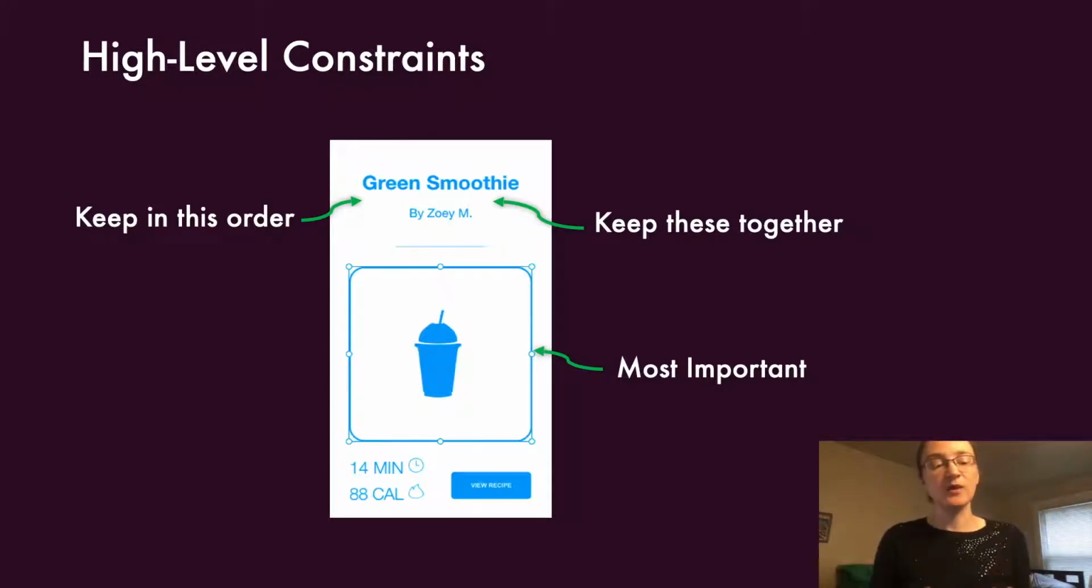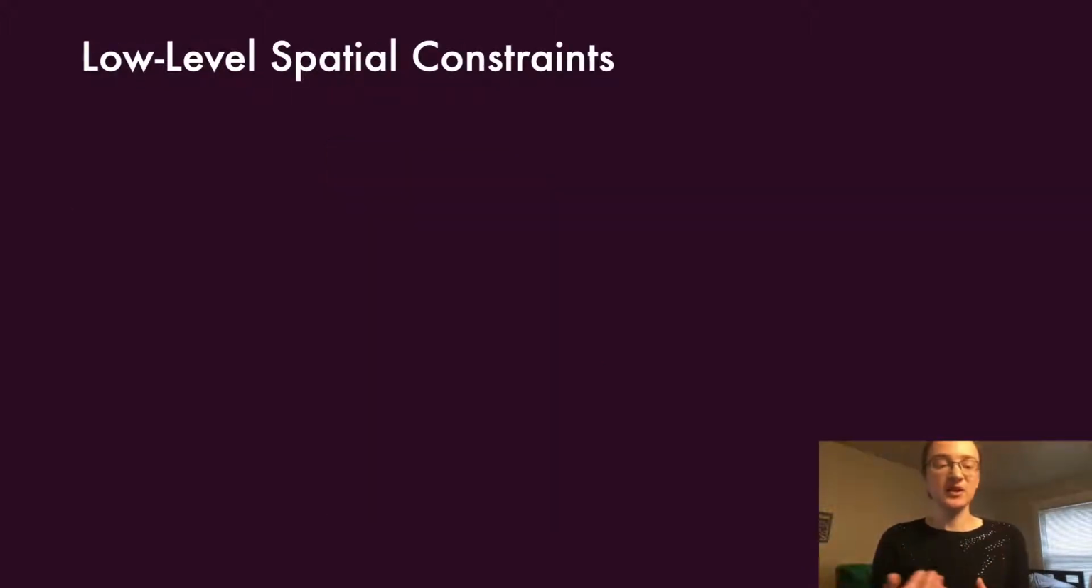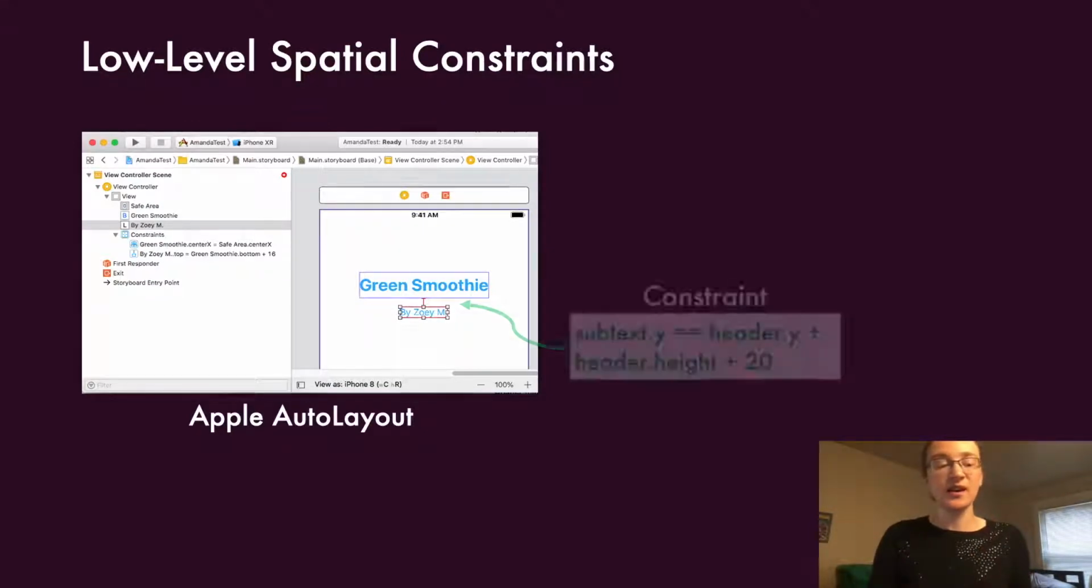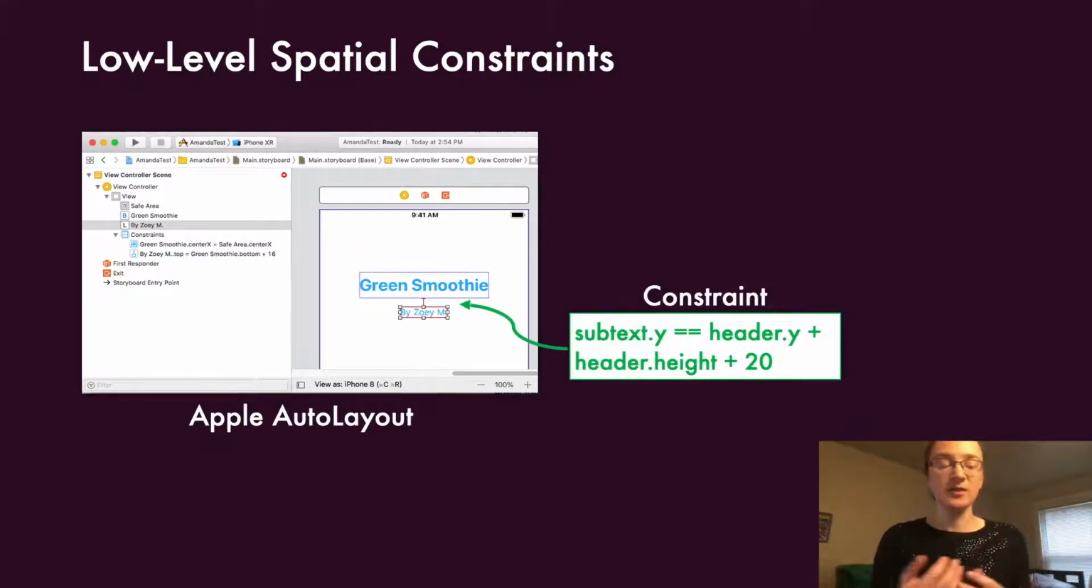One thing in common with these types of constraints is that the relationship between the interface elements the designer wants, like the grouping, corresponds to their spatial relationships on the screen. Spatial constraints are common in interface layout tools, like Apple's Auto Layout, where an interface developer would express some rules about interface elements as spatial constraints, like this constraint, which states that the green smoothie label should be 20 pixels above the subtext by OEM.